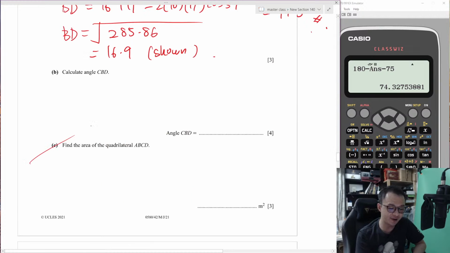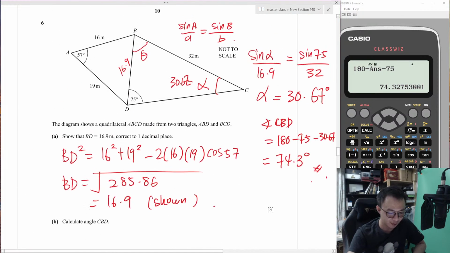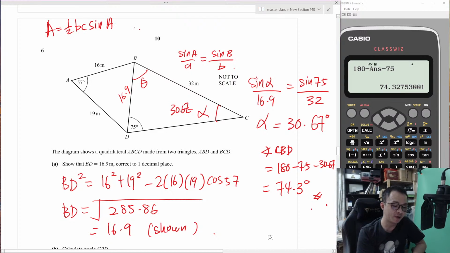Alright, find the area of ABCD. 3 marks. Okay, so yeah, for area we'll use the area formula, half BC sine A. So I will find the area of ABD first. So it will be half. B and C will be both sides, 16 and 19. Sine angle between 57.